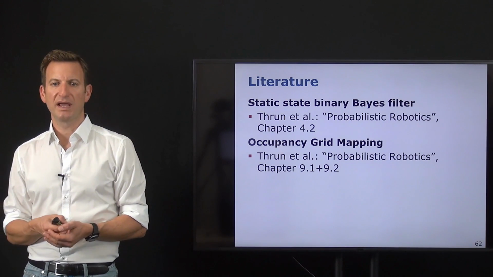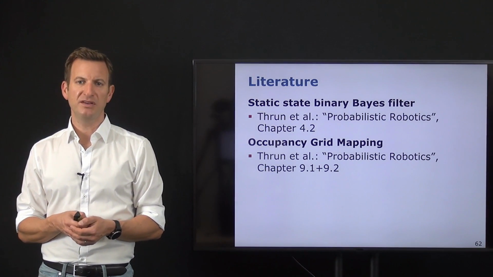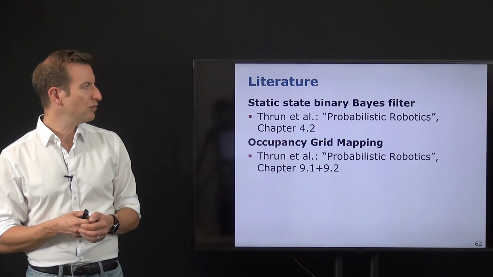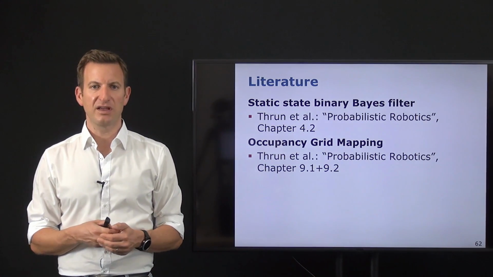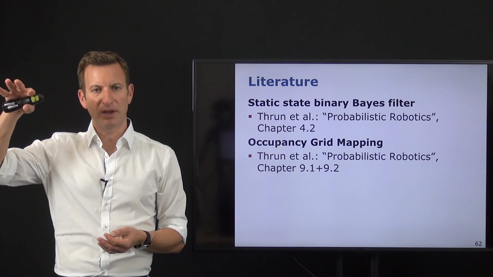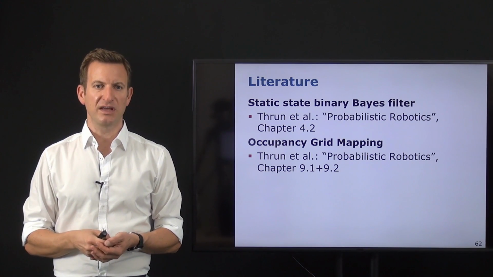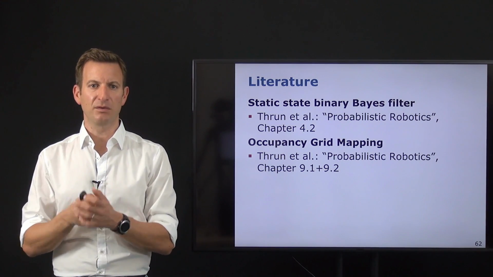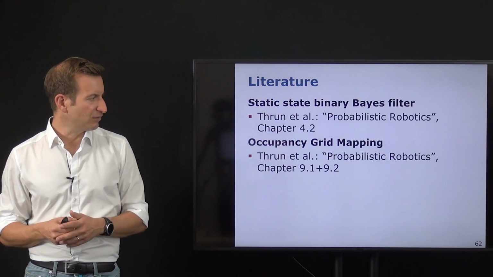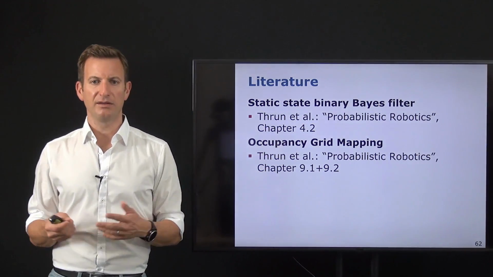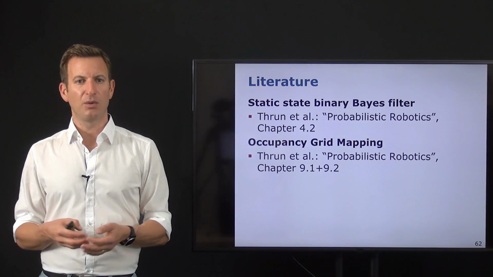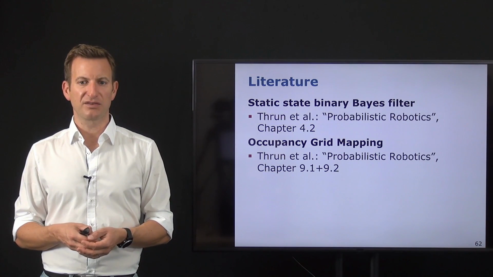If you want to get further information about what I have presented here, again, I recommend the Probabilistic Robotics book. Chapter 4.2 investigates the static state binary Bayes filter in a very similar way to how I have done it here, and we've derived how we actually end up with this static state binary Bayes filter by using the trick of computing the ratios of both probabilities. And then the occupancy grid mapping algorithm is also in the book, which tells you how to update this, how we do this for the sonar reading, or how we do this for the laser range scanner, for example.